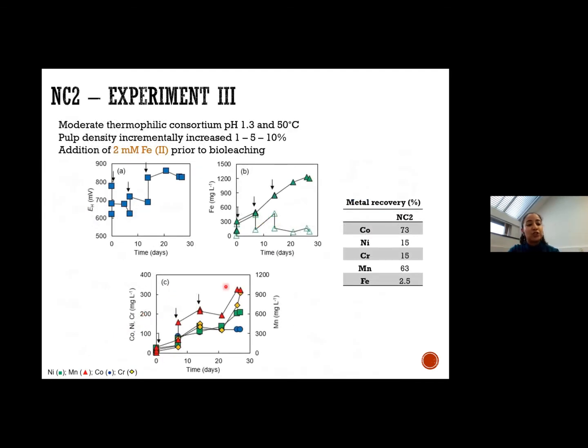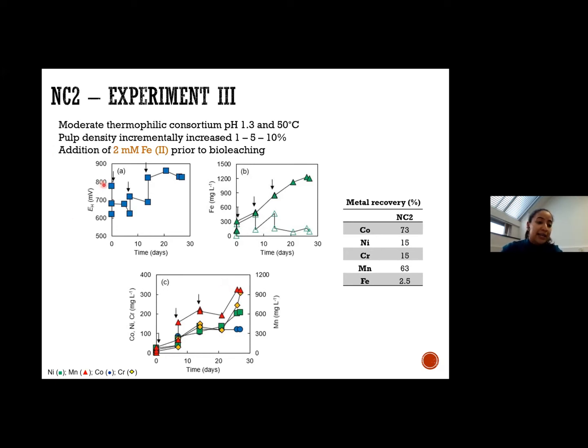So we then moved on to New Caledonia 2, which is the one with higher concentration of cobalt, and we tweaked it a bit. Instead of using the mesophilic consortium, we used the moderate thermophiles, just trying to speed things up. And we kept the incremental increase, so just give them a little bit at a time. And just to see if that would help even more, we added 2 millimolar ferrous ion into the reactor prior to the bioleaching. The rationale here was, once the limonite was added, the chromium 6 released into solution would be reduced straight away by the ferrous ion that was already in the system, without having to wait for the microbes to reduce the ferric ion.